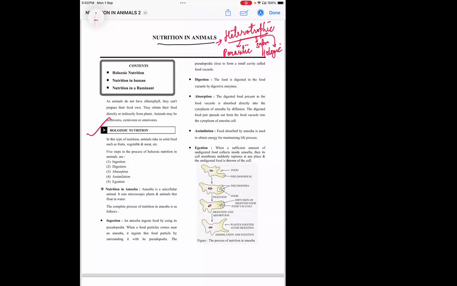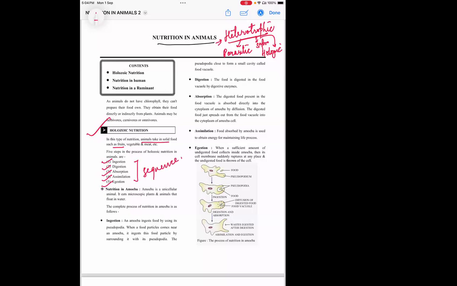So holozoic nutrition is a type of nutrition where animals take in solid food particles such as fruit, vegetable, meat, and many other solid foods. Such animals who take in solid food are called holozoic. Five steps are there for holozoic nutrition to occur: ingestion, digestion, absorption, assimilation, and egestion. And these steps occur sequence by sequence only.